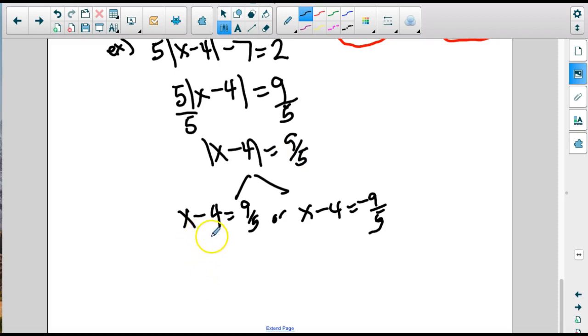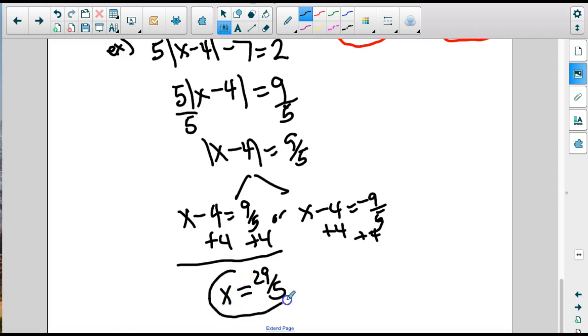Okay, so we would add 4 to both of these to get the solutions. Both of these equations we would add 4. Now 4 in fifths is 20. So if we add 20 to this, we'd have 29/5 is the first answer. And our second answer is 20 minus 9, so that's 11/5 for our other answer. Okay.